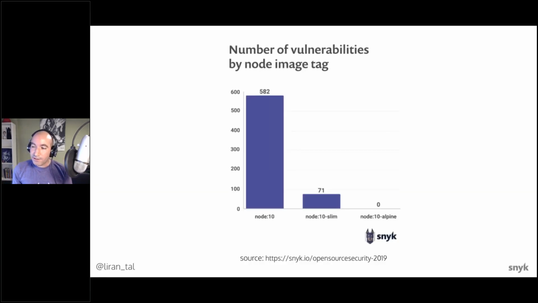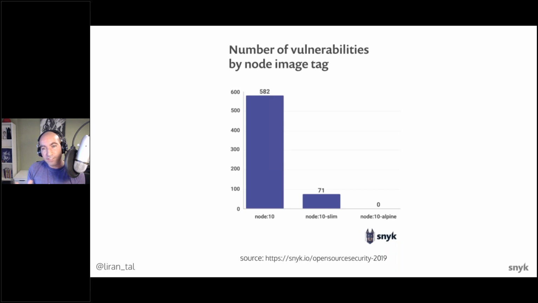And other kind of stats around this, right? Number of vulnerabilities by the node image tag. If you choose node 10, that is actually an alias to node 10.14.2 Jessie at the time when we tested it. And just by using that, if you remember what I showed you before about the build packs, just using Jessie was a very high scale of introducing vulnerabilities.